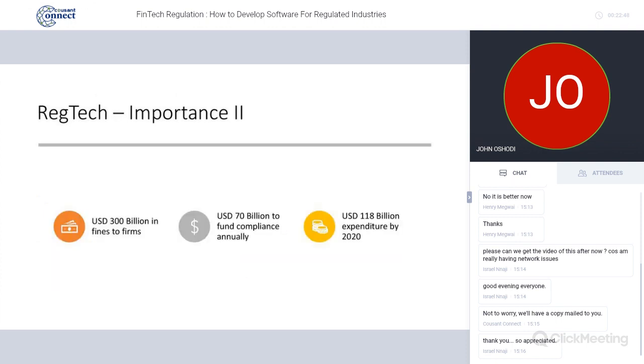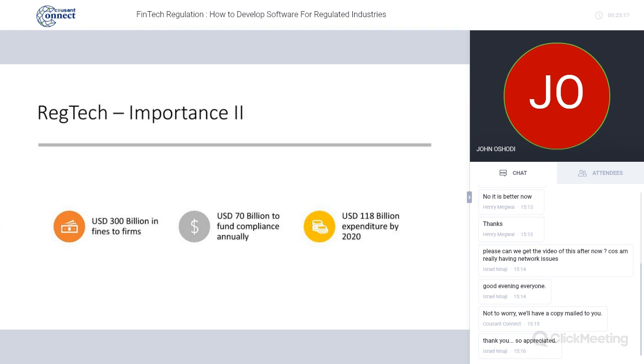Okay, so this slide I call the $1 billion slide. This zooms in on the importance of cost, why it's really important. So since the financial crash in 2008, there have been 300 billion US dollars of fines on financial firms, or on firms globally.